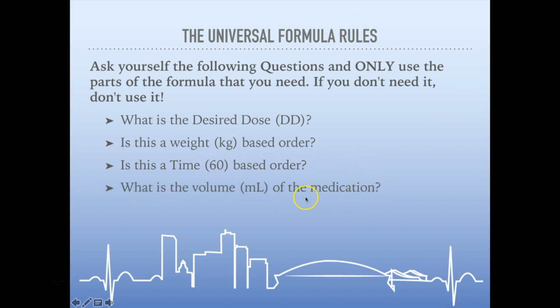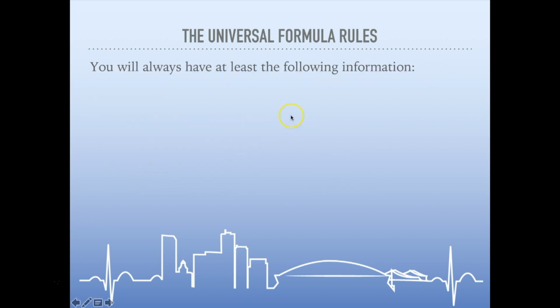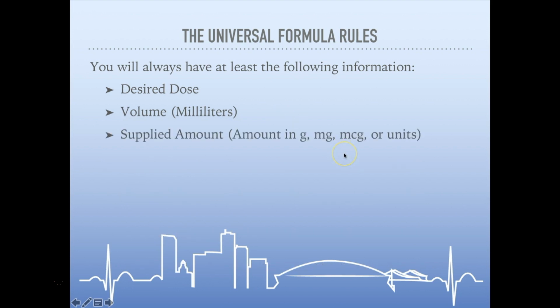What's the volume measured in milliliters of the medication? And finally, how is the medication supplied? Is it supplied in grams, milligrams, micrograms, or units? We always have to have at least the following things. It's going to be our desired dose, our volume in milliliters, and our supplied amount, which is again measured in grams, milligrams, micrograms, or units.